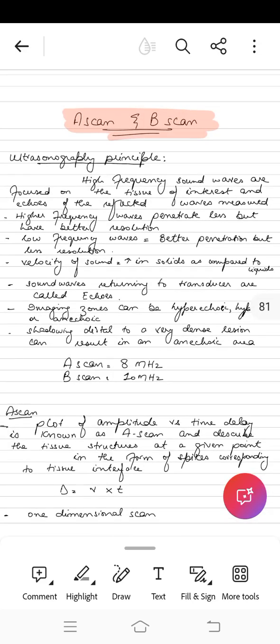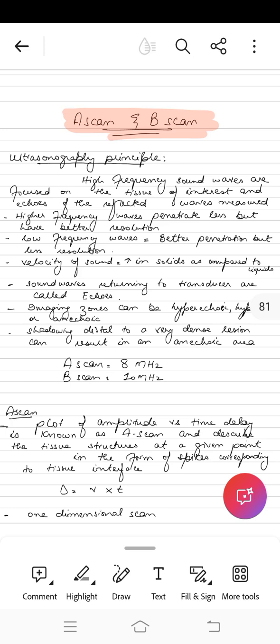Bismillahirrahmanirrahim. Let's discuss A scan and B scan. Ultrasonography principle: high frequency sound waves are focused on the tissue of interest and echoes of reflected waves are measured.